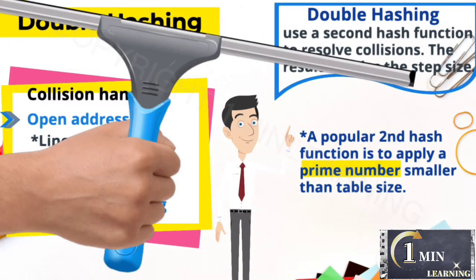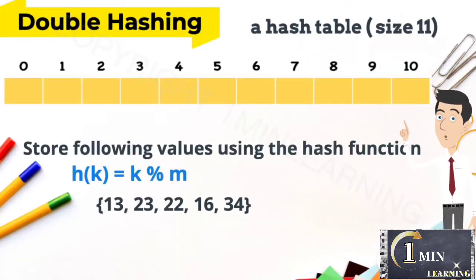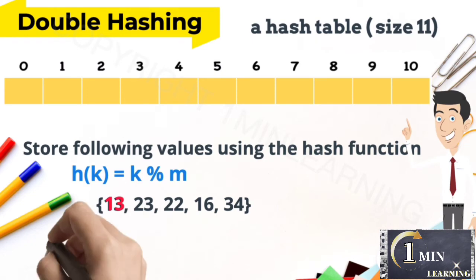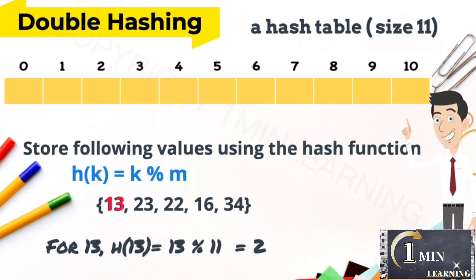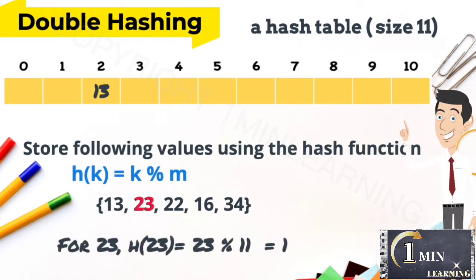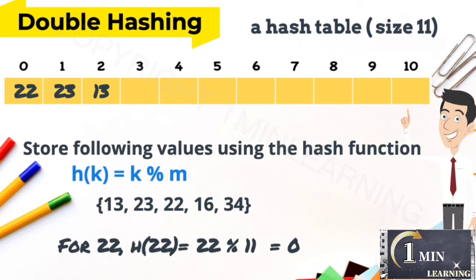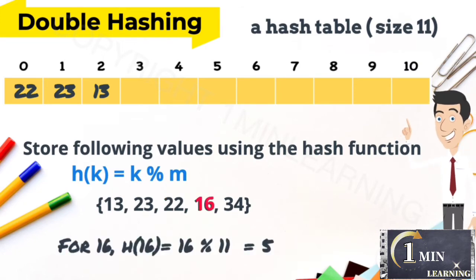For example, assume a hash table with a size of 11. Store the following values using the hash function h(k) = k modulo m. First input data 13 returns the hash value 2, so it's stored at index 2. 23 in index 1, 22 in index 0, 16 in index 5.